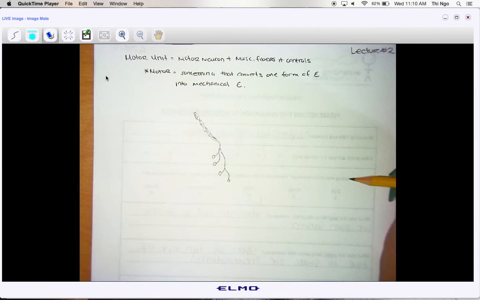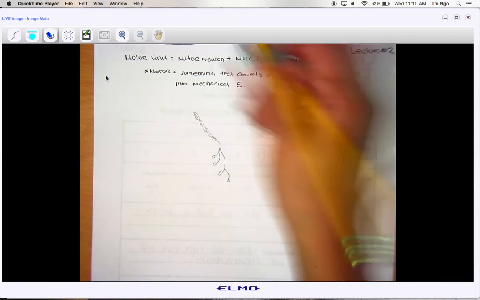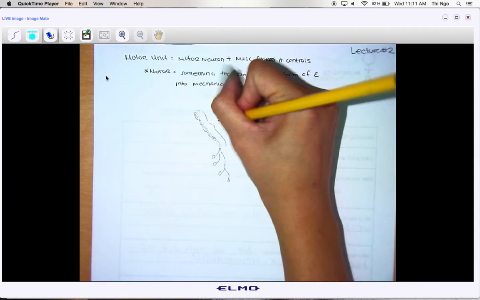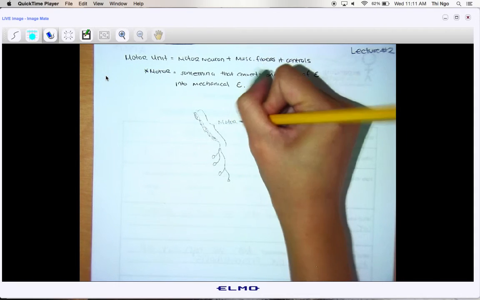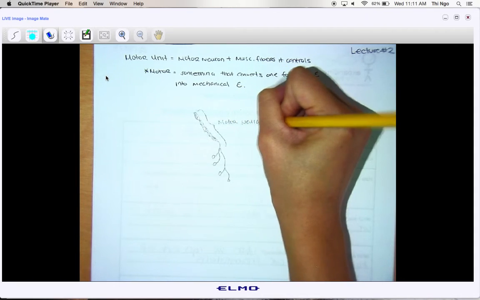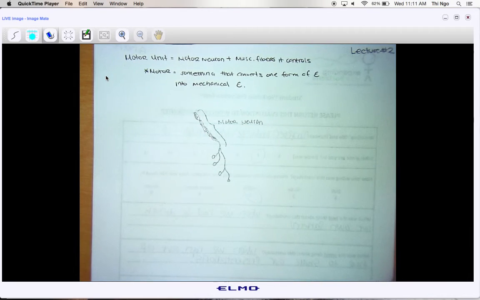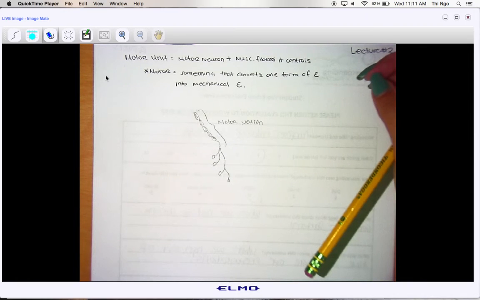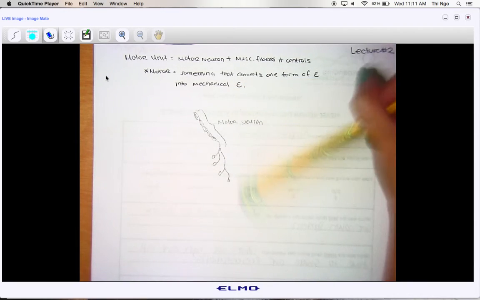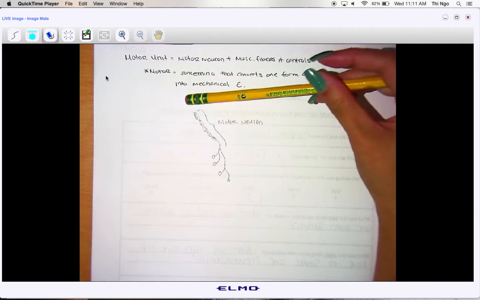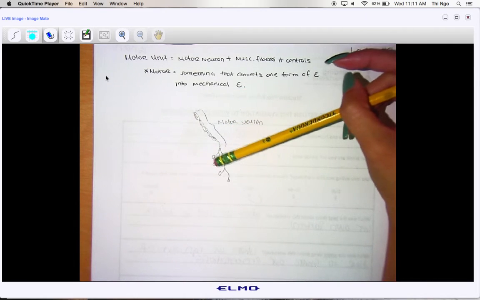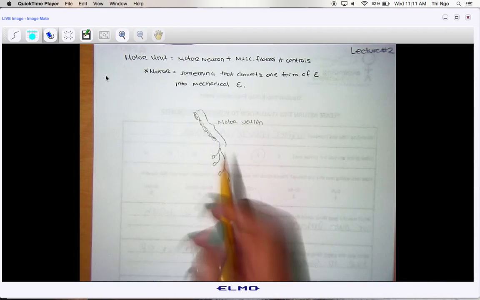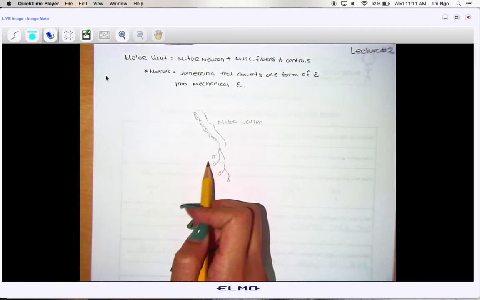So this is my motor neuron, so I'm going to go ahead and label that motor neuron. It's going to get signals from your brain and then convert that signal. Is the whole thing a motor neuron? Yep, the whole thing is a motor neuron. So you're going to get signals from your brain and then convert that signal or that energy into movement of the muscles.